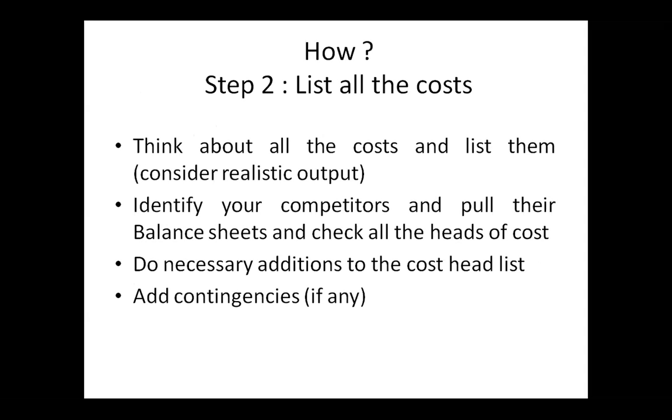Step 2, list all the cost. How do you list all the cost? Think about what would be the cost. Identify your competitor or lookalike business. Try to get their balance sheet and write all the heads of cost which are there. Do all the necessary addition and subtraction for your business model and add for contingencies. This is how you can derive the cost.